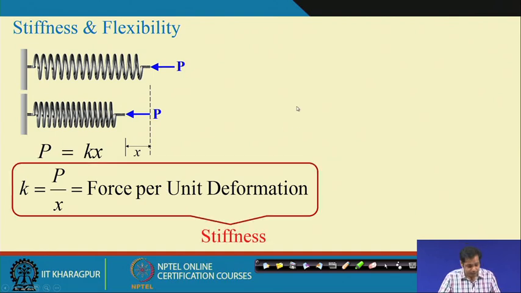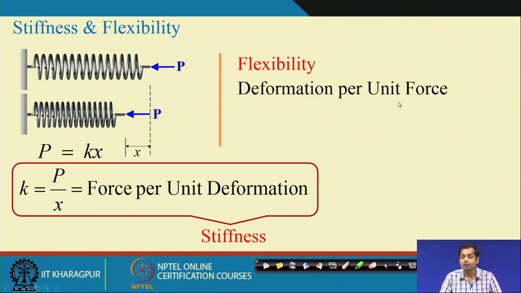Now, if we plot the load displacement curve, before that, what is flexibility? Flexibility is just the opposite of stiffness. So, in this case flexibility will be deformation per unit force, and in this spring the flexibility F is equal to 1 by k. So, this is stiffness and this is flexibility.